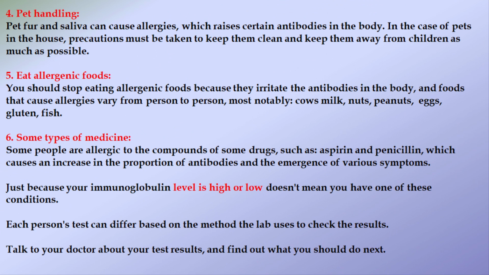4. Pet handling. Pet fur and saliva can cause allergies, which raises certain antibodies in the body. In the case of pets in the house, precautions must be taken to keep them clean and keep them away from children as much as possible. 5. Eat allergenic foods. You should stop eating allergenic foods because they irritate the antibodies in the body, and foods that cause allergies vary from person to person, most notably cow's milk, nuts, peanuts, eggs, gluten, fish.